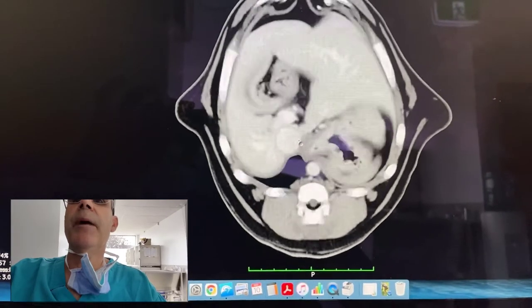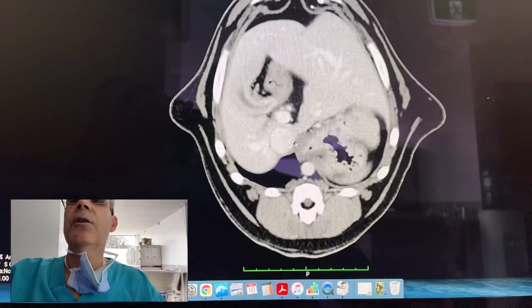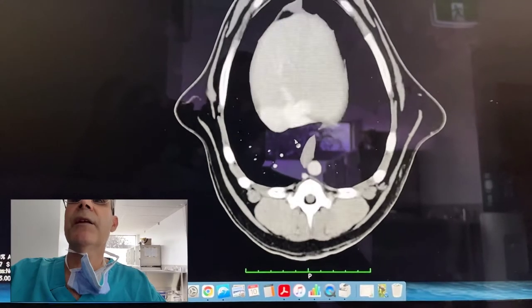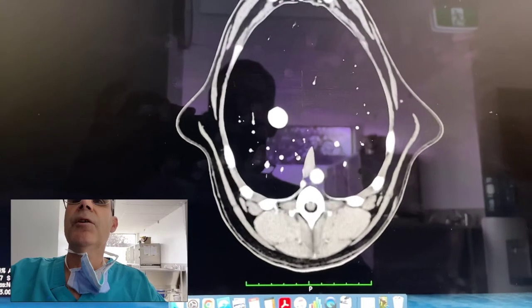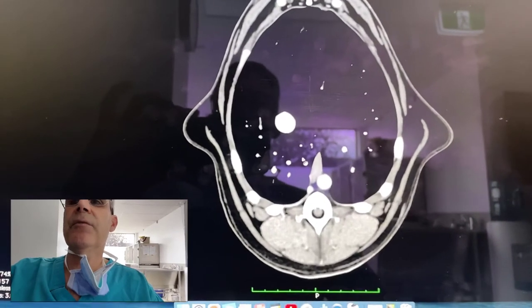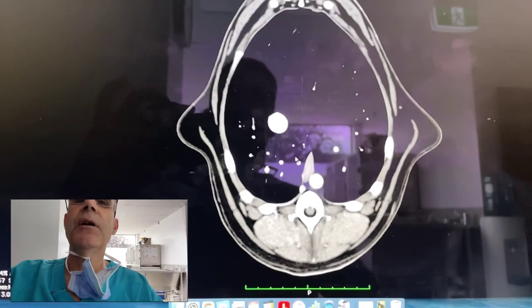So heading cranially here, traveling through the liver, we see some hepatic veins coming into it. That's the right divisional hepatic vein, and that's the left divisional hepatic vein. But at no time does the portal vein come into contact with the vena cava. So this is a normal CT scan.